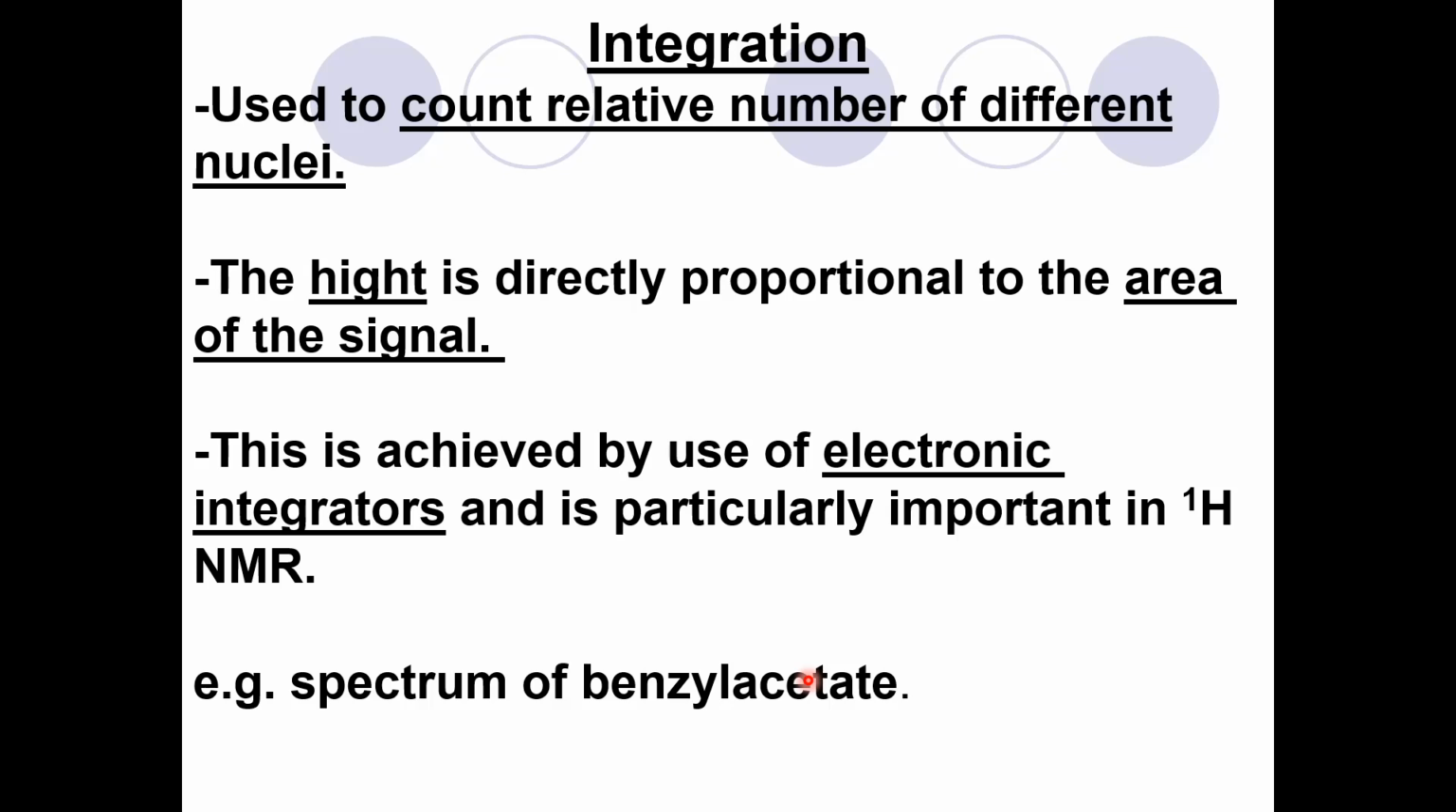Integration is also an important phenomenon associated with the proton-NMR spectrum, and it can be used to count the relative number of different nuclei for each signal. The height of the integration line is directly proportional to the area of the signal. The electronic integrators can provide, therefore, very important information about the number of protons present in each signal. For example, in the spectrum of benzyl acetate.